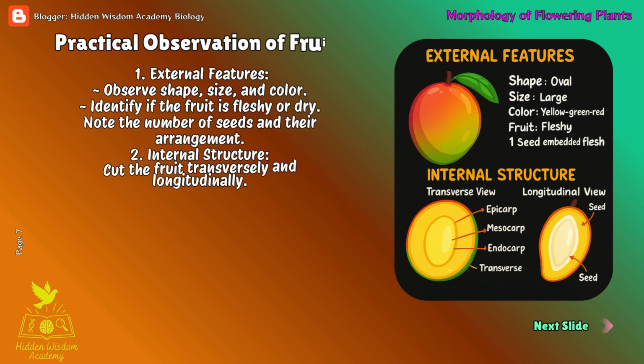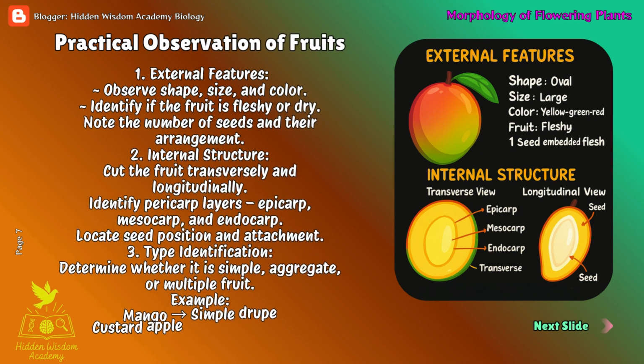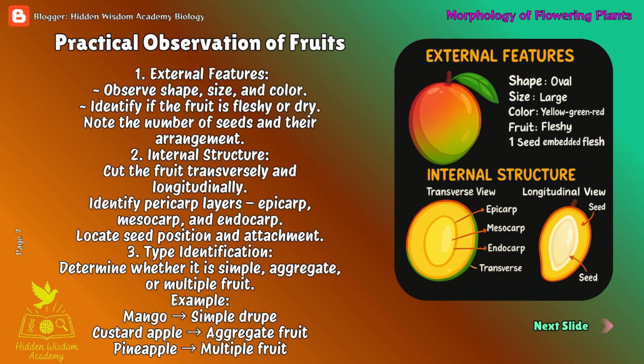Let's look at the practical observation of fruit. In Fruit Anatomy Practical, start by observing the outer features, the color, size, and texture of the fruit. Then, cut the fruit both across and along its length to see the inside. Find the three layers of the pericarp, epicarp, mesocarp, and endocarp, and see where the seeds are attached. Finally, identify the type of fruit: simple, aggregate, or multiple. For example, mango is a simple drupe, custard apple is an aggregate fruit, and pineapple is a multiple fruit.